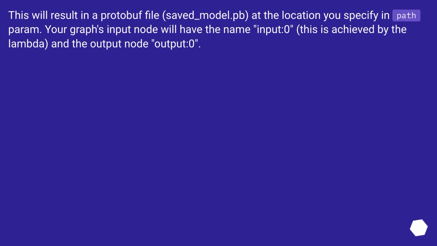This will result in a protobuf file, saved_model.pb, at the location you specify in the path param. Your graph's input node will have the name input:0, this is achieved by the lambda, and the output node output:0.